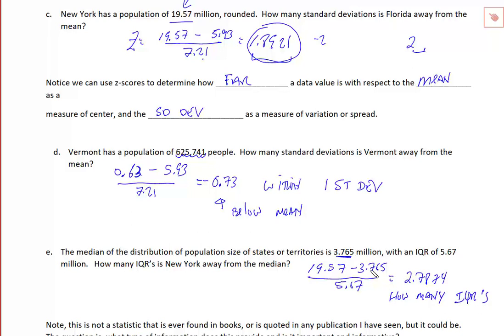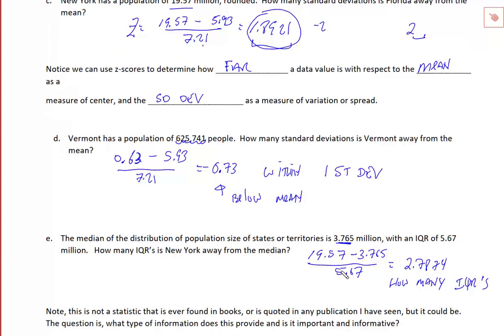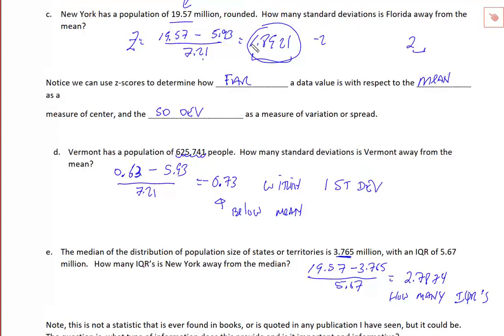So you can see the formula, how it works. This is how many IQRs. Nobody uses this, but we do use the z-score and the standard deviation. That is definitely used, but you could. And now we get an idea that New York is 2.78 IQRs away. Before, New York was 1.89 standard deviations away.